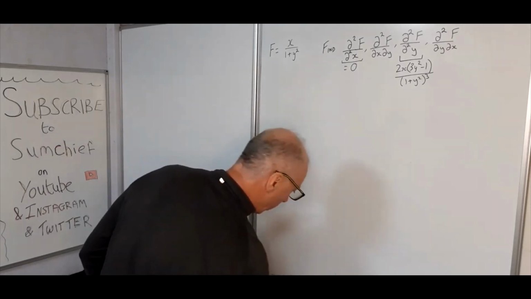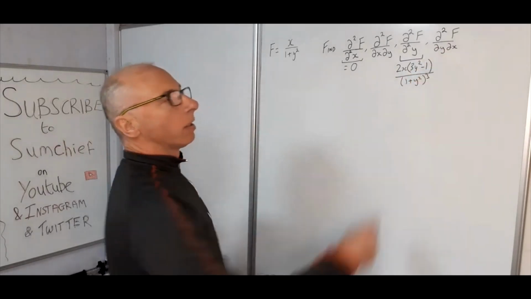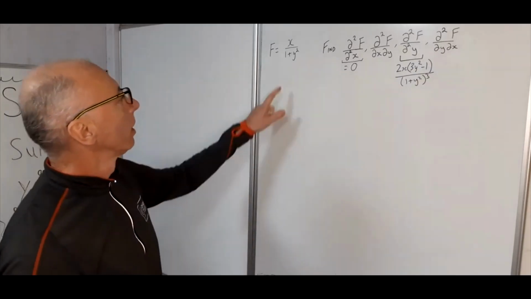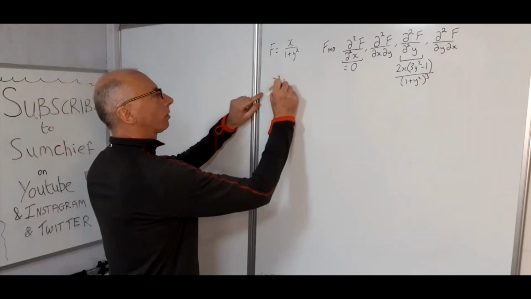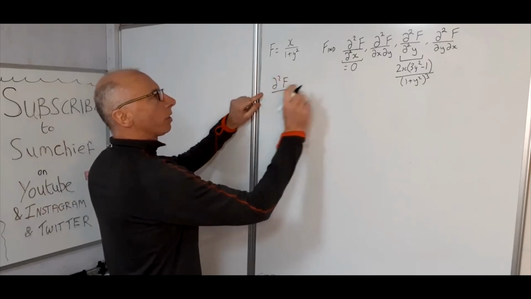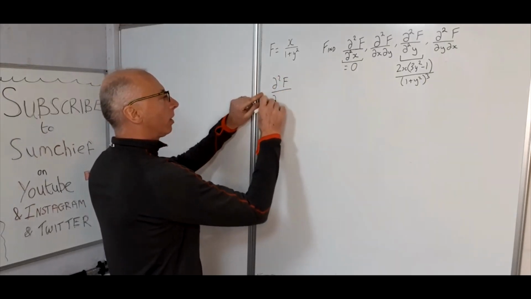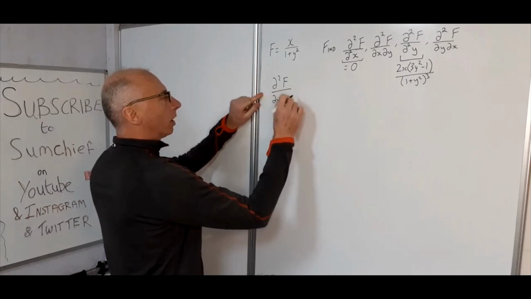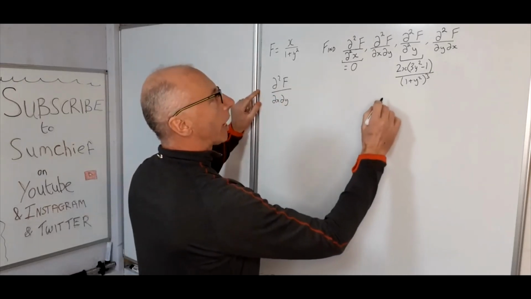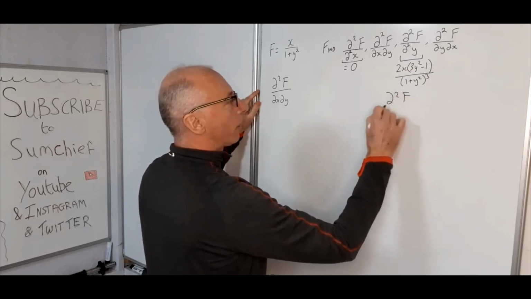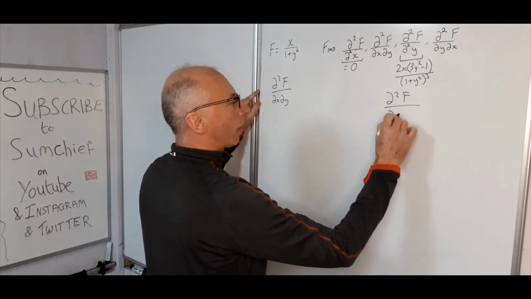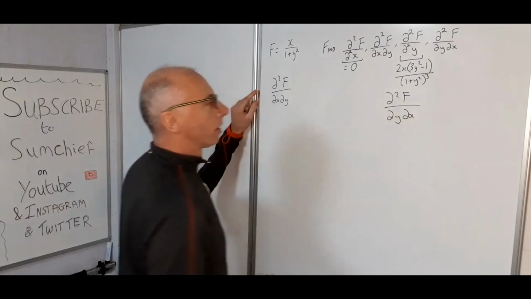Now let's have a look at these last two here. We're going to run these two simultaneously. So partial squared f with regards to x and then y. And then just further down here, I'm going to write this one, which is partial squared f, partial of y, and then partial of x.